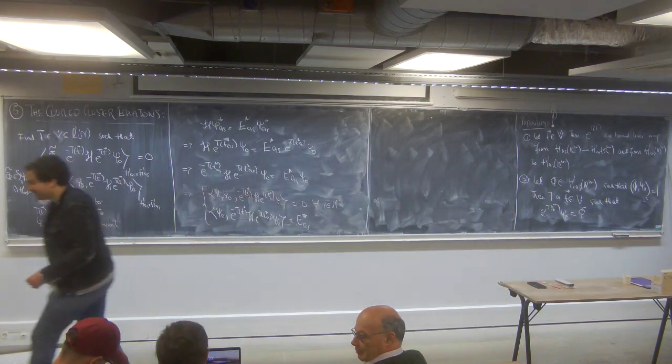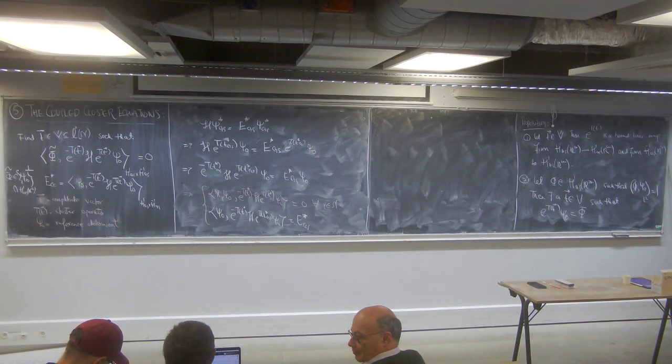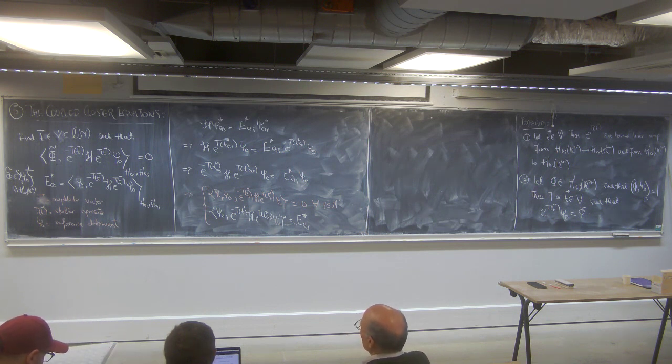Sorry, I didn't hear that at all. Here it says find T, that's for any phi tilde. Exactly. So you want to test with any possible phi tilde, and in practice, what you do is you don't test with all phi tilde, you just do one by one with the excited determinants.